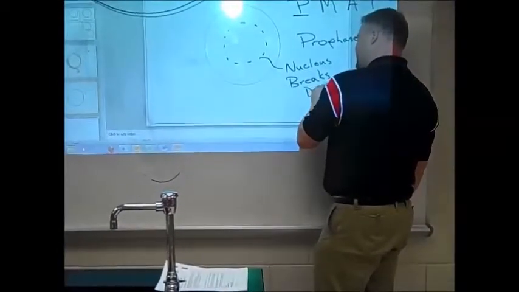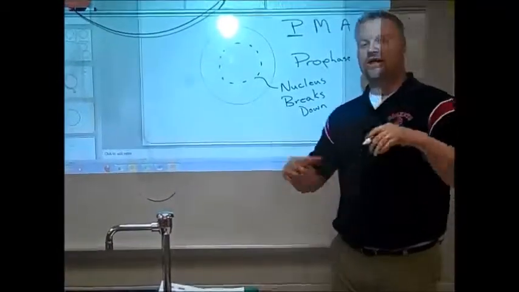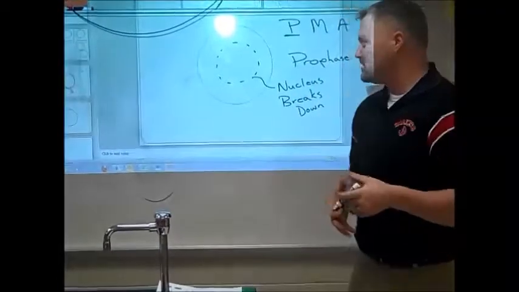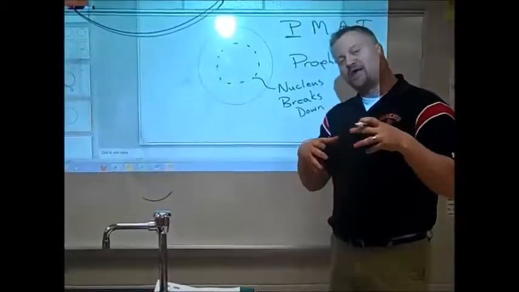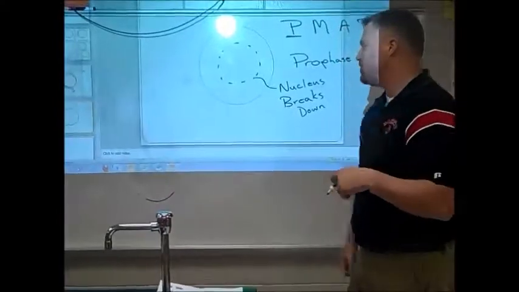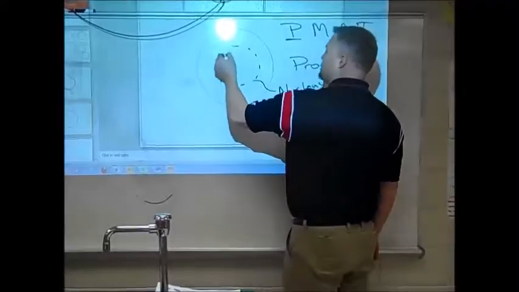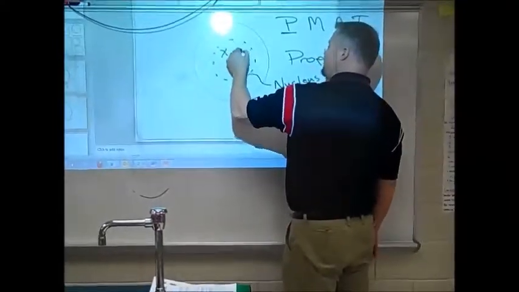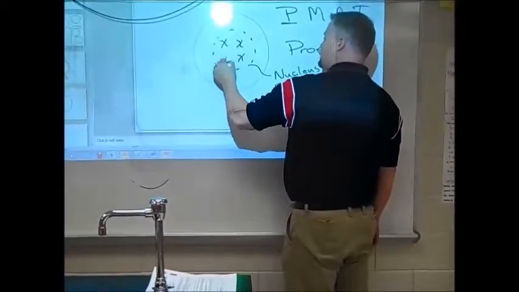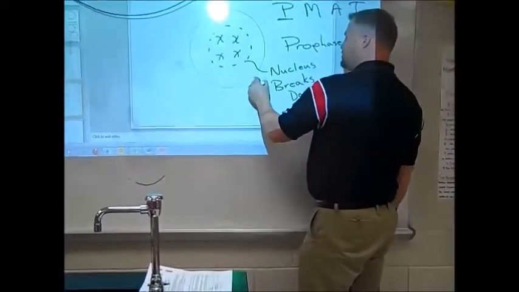Because the nucleus is breaking down, the DNA no longer has that safety net around it. And so it's got to pack itself up so that it doesn't get damaged. What it does then is create chromosomes, and they're going to have this X shape. So the first thing, number one, is that the nucleus breaks down.